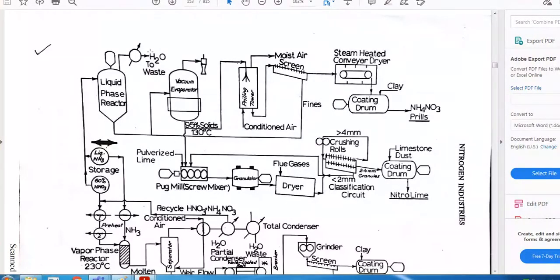So here he said the liquid phase reaction. So here one type of reaction will take place. What is the reaction, sir? A liquid will be there and a gas will be present. The gas is ammonia and the liquid is a dilute solution of nitric acid. It can be 55%, 95%, 65%, whatever it is. But the presence of solvent is a must.